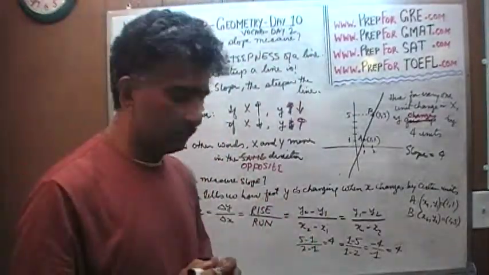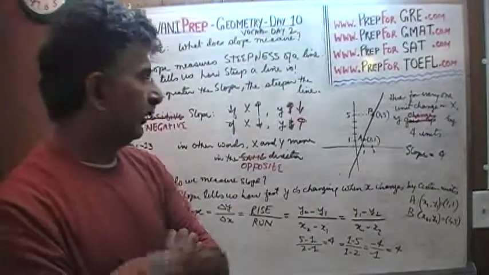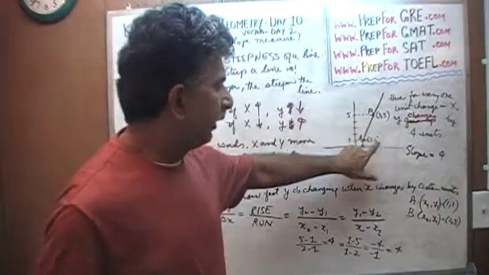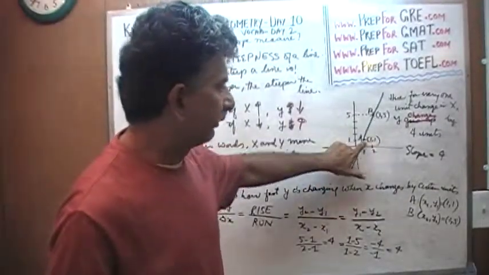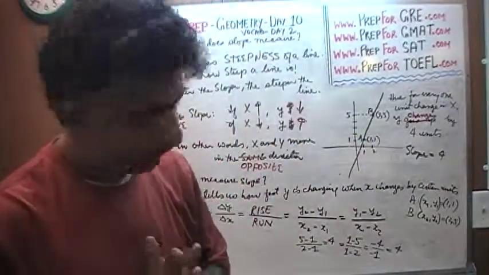So don't freak out about which one is y2 and which one is y1, as long as you're consistent. If you're going to call this one y2 and go y2 minus y1, then you have to do x2 minus x1. You have to be consistent. It doesn't matter which one you do.